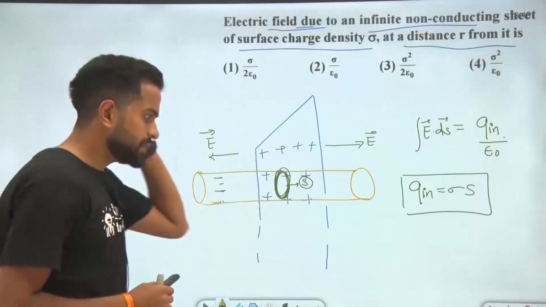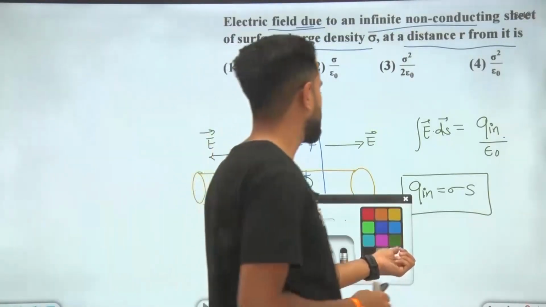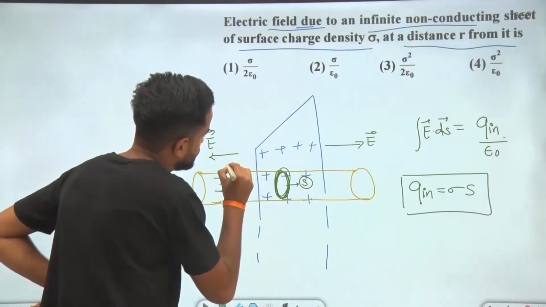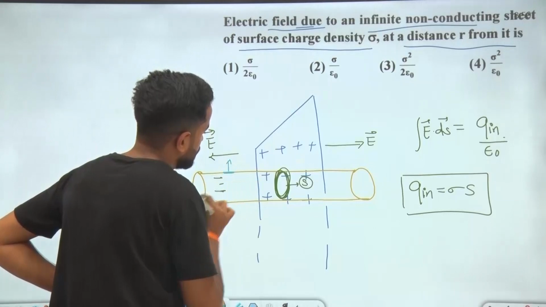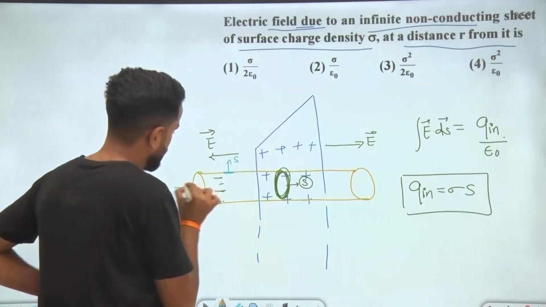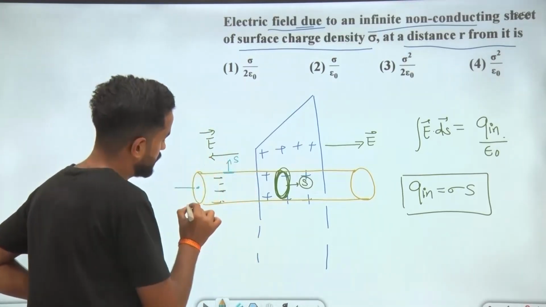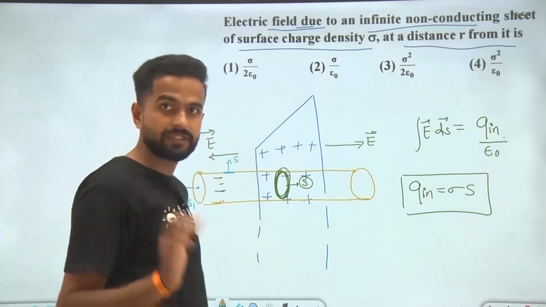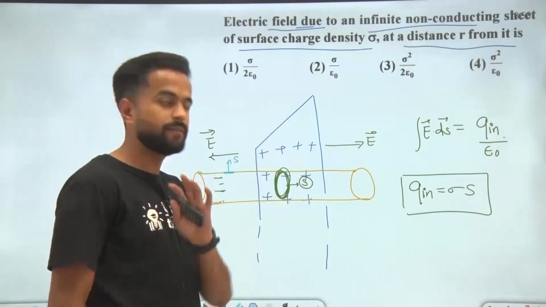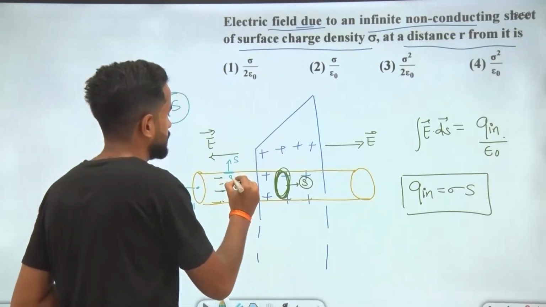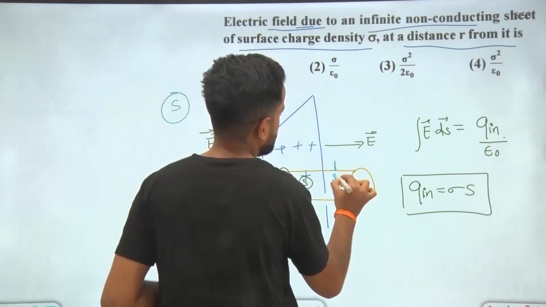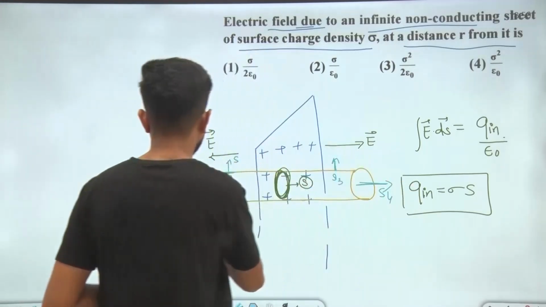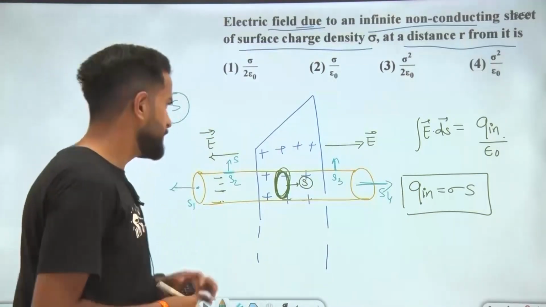Now I will be taking 3 or 4 surfaces. First of all, say this is one surface where the area vector will be like this. Let's mark the point: this is point S1 and the surface area is constant, equal to S. For all the points the surface area will remain constant, that is S, and this is S2, this is point S3 and this is point S4. Here the area vector is outward, and here the area vector is like this.